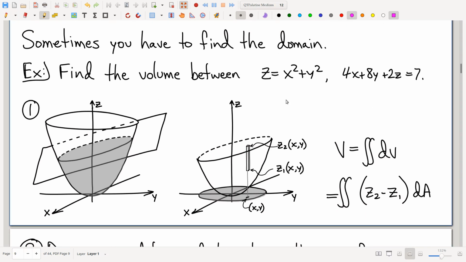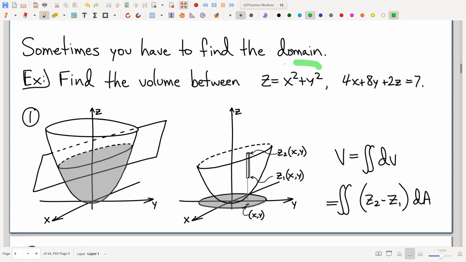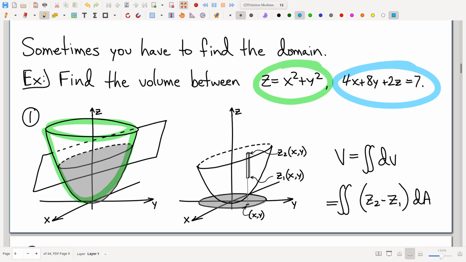Okay. Sometimes you have to find your own domain. So, all right, here we go. We start off with that surface, which is a paraboloid, of course. And then this surface, which is some sort of a plane.